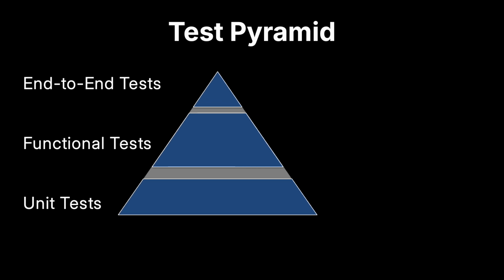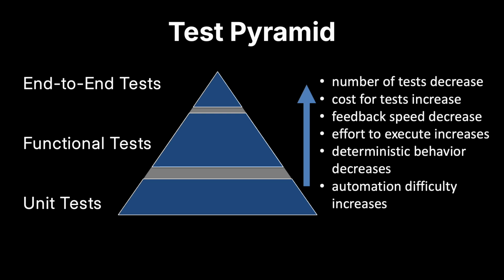In general, from bottom to the top of the pyramid, the tests follow the following trend. As said, the number of tests decreases, the cost for tests increases, the feedback speed decreases, the effort to execute the tests increases, the deterministic behavior of tests and the system decreases, and automation difficulty increases as well.